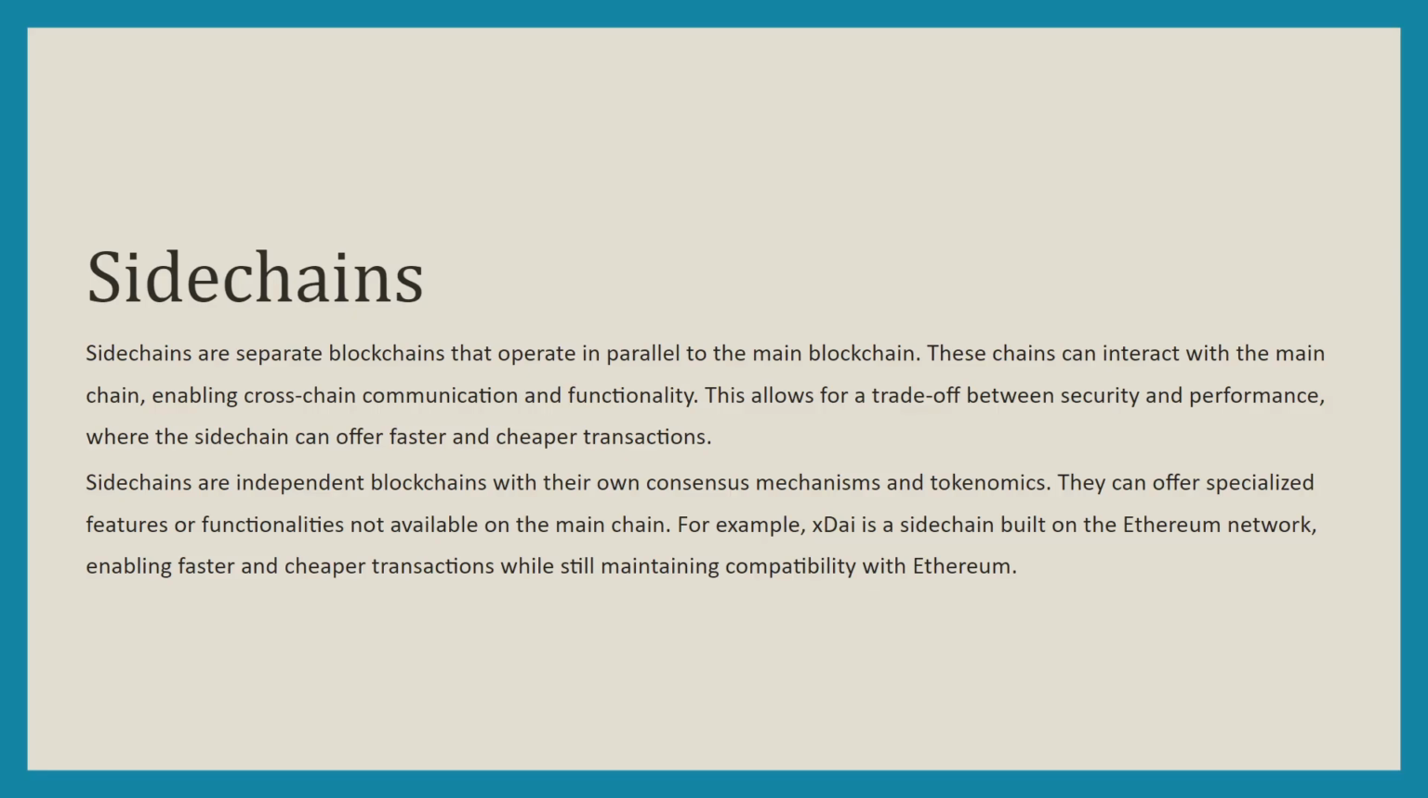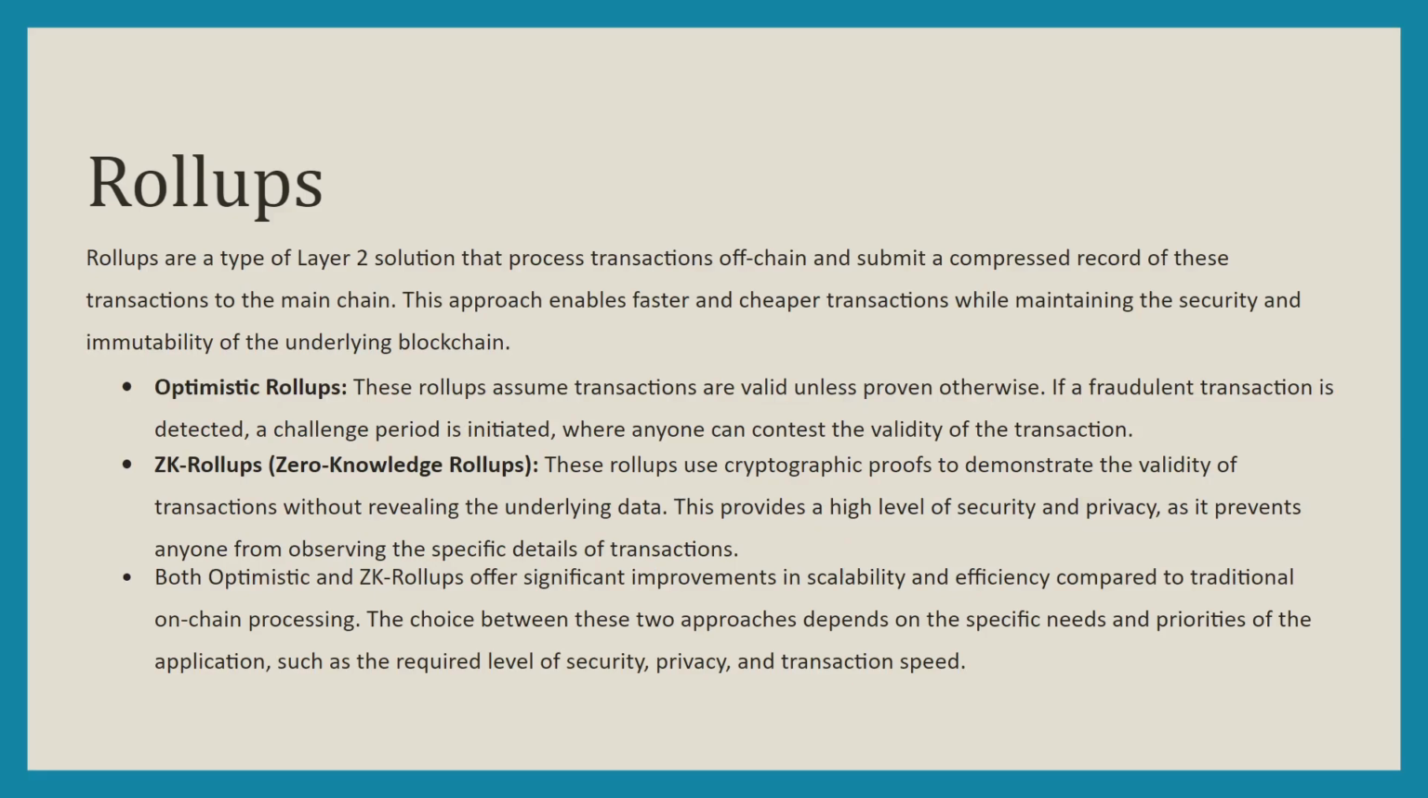Sidechains are independent blockchains with their own consensus mechanism and tokenomics. They can offer specialized features or functionalities that are not available on the main chain. For example, xDAI is a sidechain built on the Ethereum network, enabling faster and cheaper transactions while still maintaining compatibility with Ethereum.